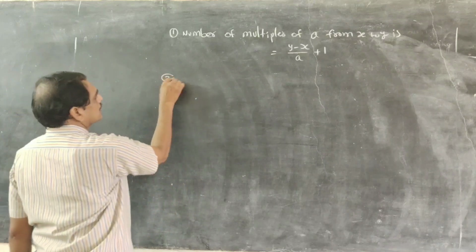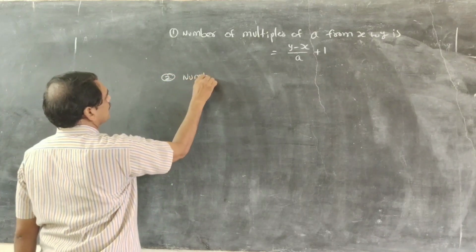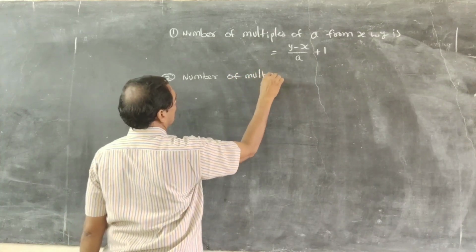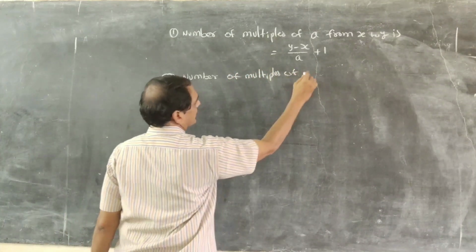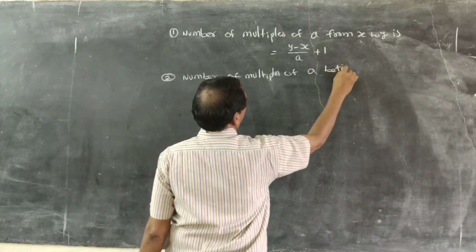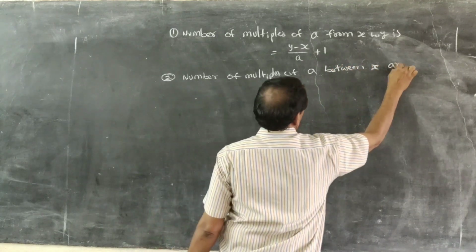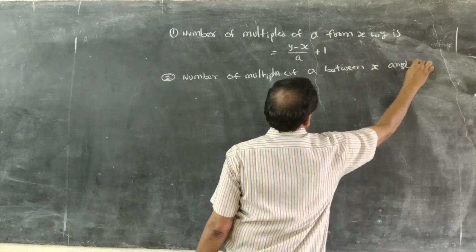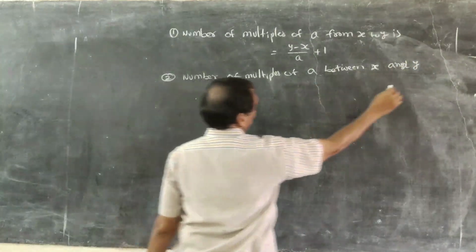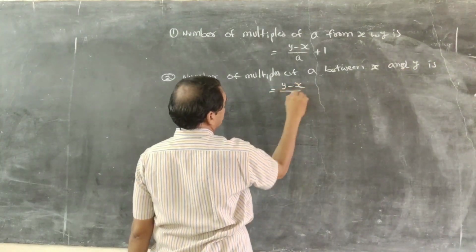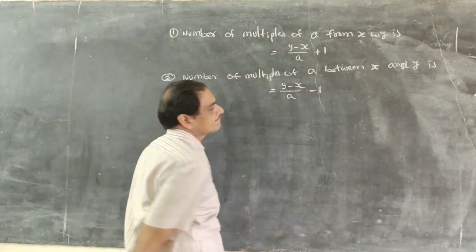Second is the number of multiples of A between x and y is equal to (y minus x) by A minus 1.